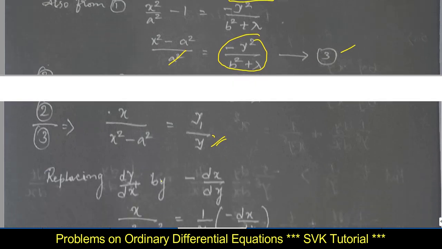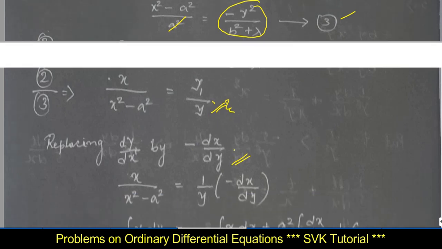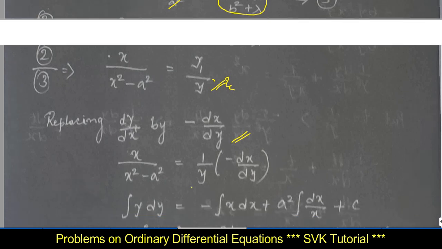Now replace dy by dx by minus dx by dy. This is the method of solving the orthogonal trajectory. You are required to replace dy by dx by minus dx by dy. Once you get the standard form of y dash, we can replace y dash by minus 1 over y dash. So this is nothing but x by x square minus a square, which is equal to 1 over y into minus dx by dy. Now separate the variables.